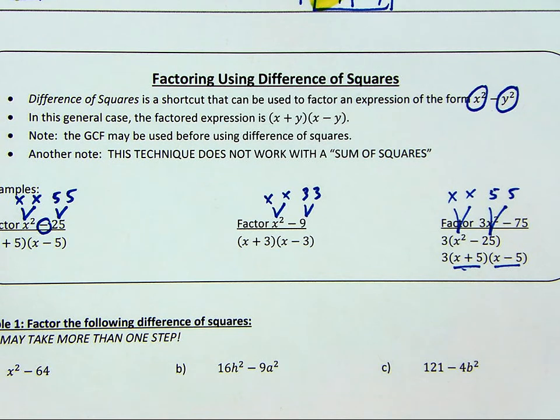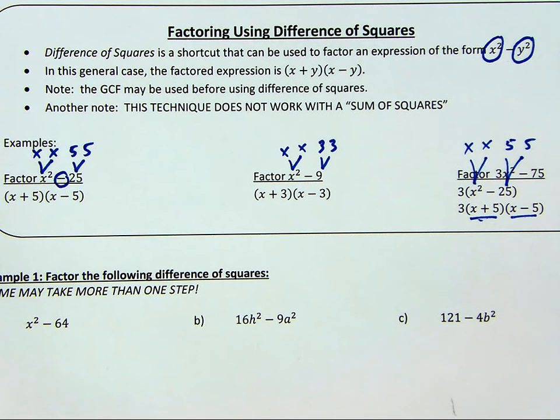Okay. Now, as a fallback, you can always use the box method. So I'm going to go ahead and show the box method on these 6 problems, but you can also just use the shortcut that you've seen here.